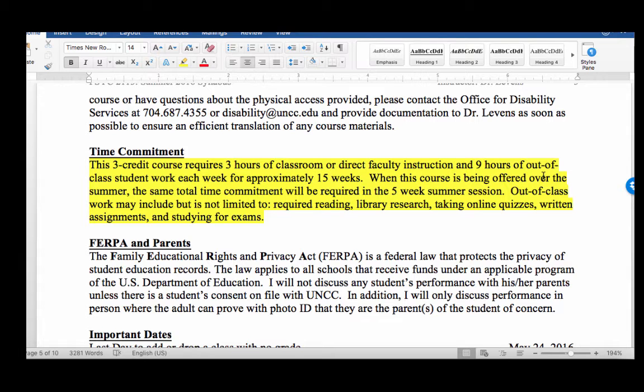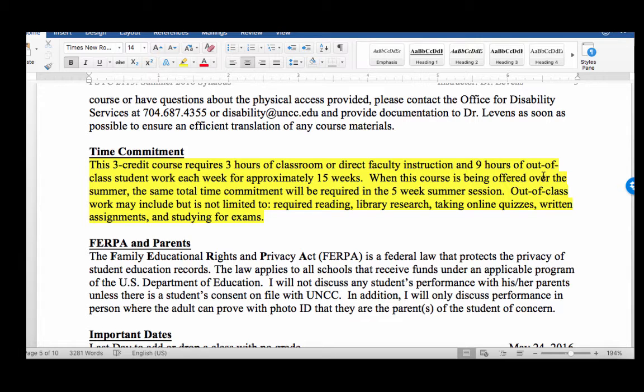When this course is being offered over the summer, the same total time commitment will be required for the 5-week summer session. So 12 hours a week over 15 weeks is going to be compressed into a 5-week summer session. So this class will require you to put in a significant amount of time each week. Out-of-class work includes reading, research, taking the online quizzes, the writing assignments, studying for exams. So please make sure you're aware of the time commitment for this course.